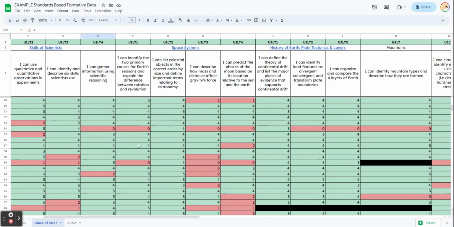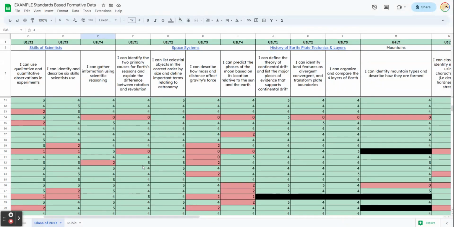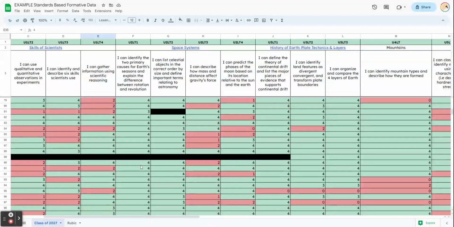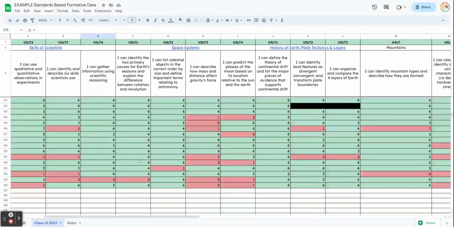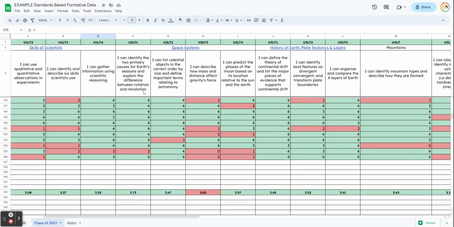There are a couple of students here that struggled with this learning target, and then I had many students that did extremely well on it. What I did was I averaged this out. The average here is 3.73, which tells me that the majority of the grade is going to do very well on this topic on our state test. Whereas this learning target over here, they struggled more on. The average was down to 2.8, which in my classroom is not meeting the standard.